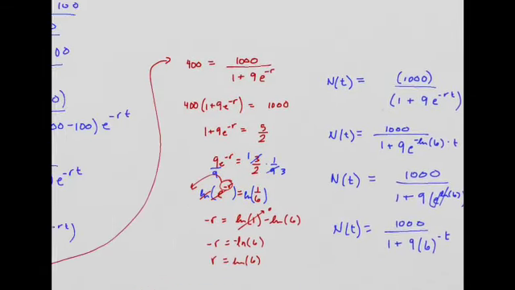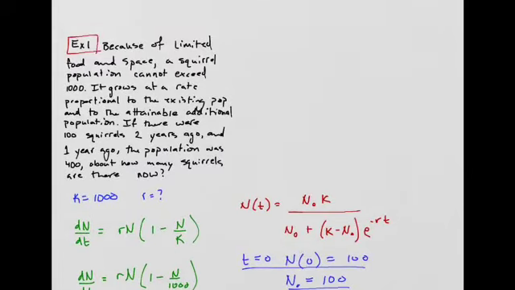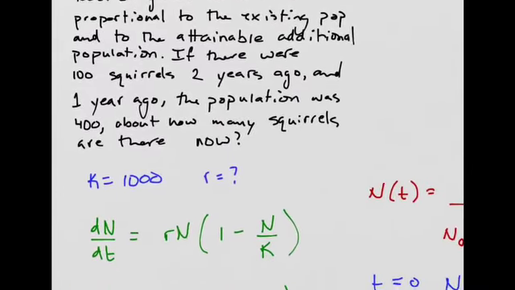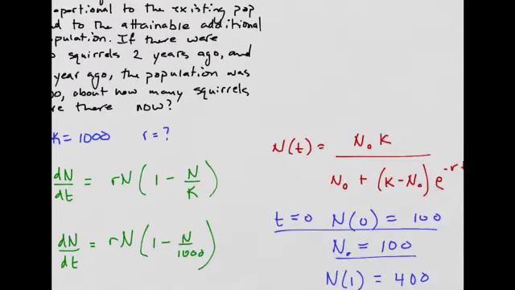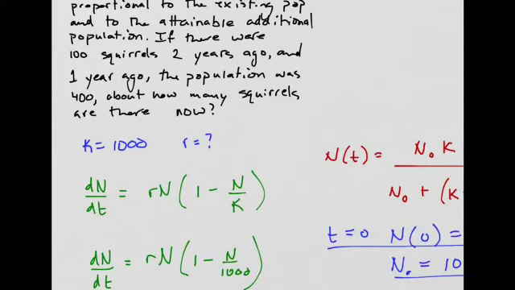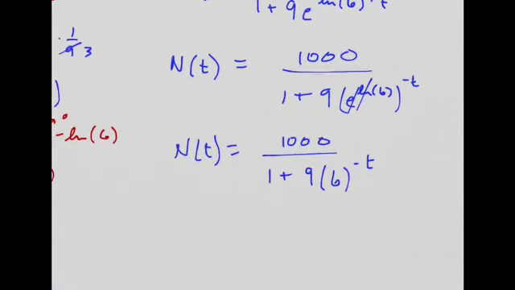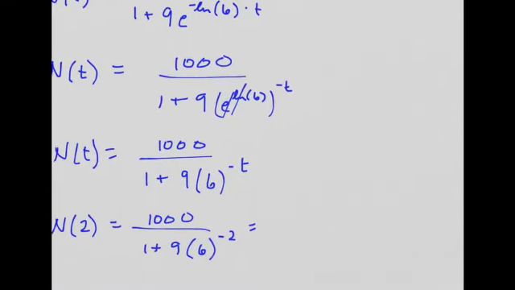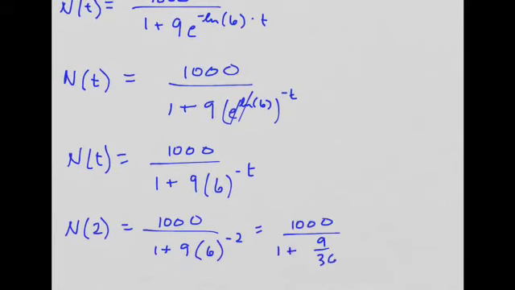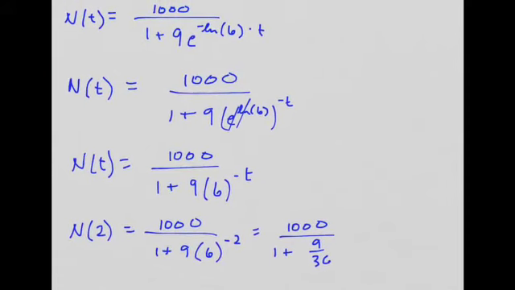Let's see what happens. Well, what does it ask me? Because that was a lot of work just for not even solving it. The question is about how many squirrels are there now. So remember, we considered t being 0 2 years ago. So after 2 years, t is 2. So we'll plug in 2 to this and see what we get. So plug that in, and I'm going to just start simplifying. So I get 9 over 36, which is just 1 over 4.